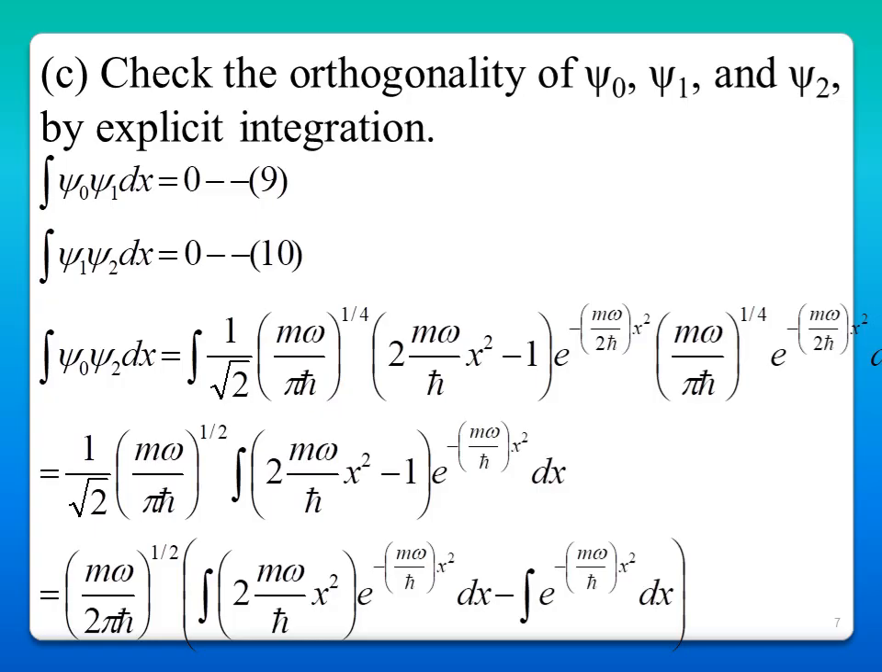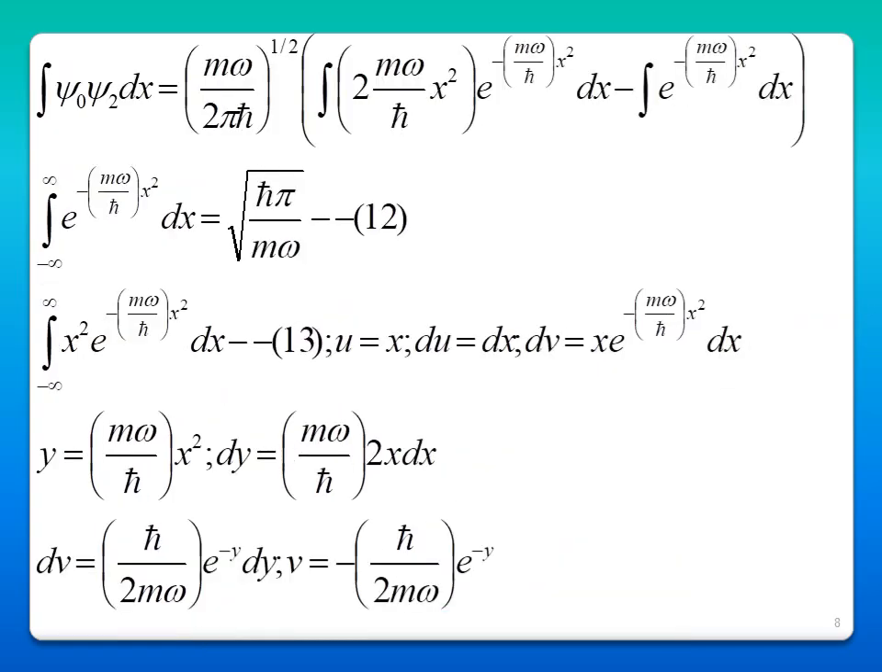If you substitute the values of psi naught and psi 2, we will get the integral: m omega by 2 pi h cross whole power half, integral of 2 m omega by h cross x squared e power minus m omega by h cross x squared dx, minus integral e power minus m omega by h cross x squared dx. For the first one, if you integrate e power minus m omega by h cross x squared dx, it is like a Gaussian function. This value is square root of h cross pi by m omega.